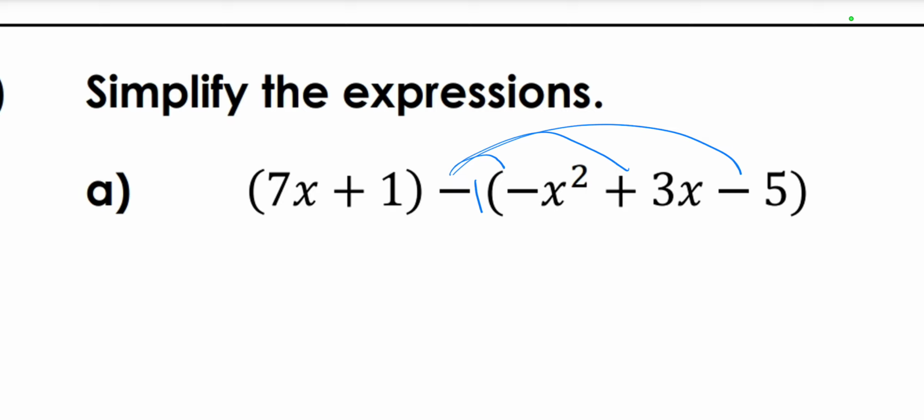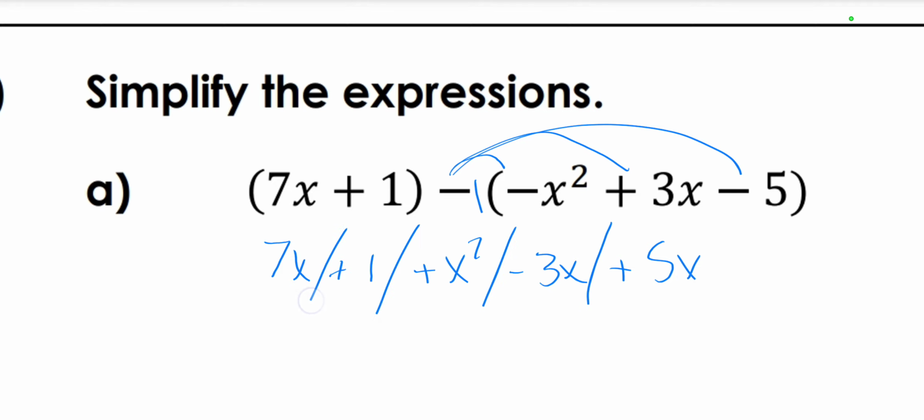So many of us preferred to instead distribute this and then just use our box method from the previous problem. So I'll say that's -1 times a -x squared is a positive x squared. -1 times a 3x is a minus 3x. -1 times a -5 is a positive 5x. And chop it up.